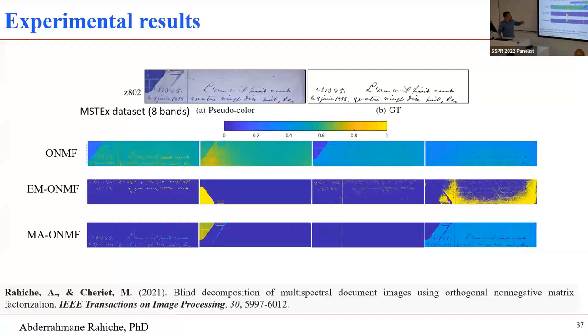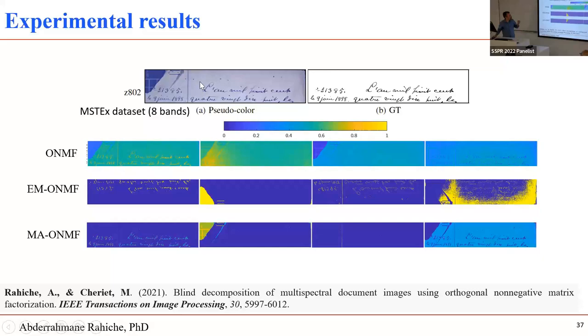Another example here with another data set, the MSTEC data set, and the task here, the same task, is to decompose the input images. Here we are showing the pseudocolor image, but the input was really a stack of eight images. As we can see, our approach was also able to separate the text from the background, from the picture, from the line.